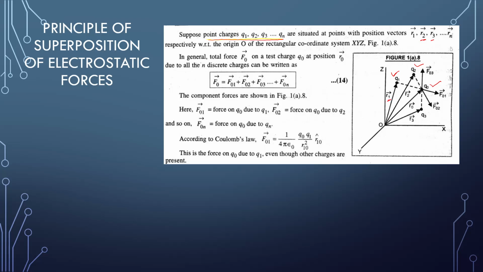So in this particular coordinate system, what is the total force according to the superposition principle, which we have just understood in the previous slide? According to the superposition principle, the total force on the test charge Q0, F0, is equal to F01 vector. How do we read this? It is the force on Q0 due to Q1.